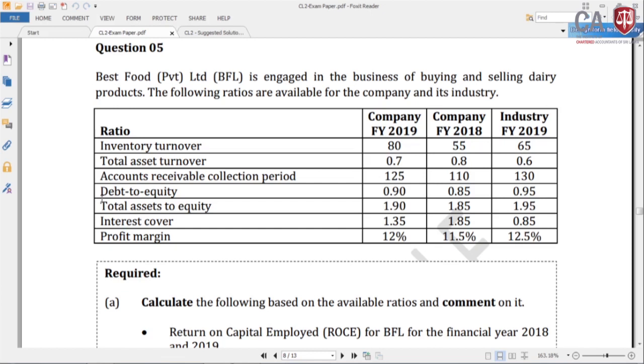And accounts receivable collection period, last year 110, current year 125. Now, some information is coming to light, and certain facts are now becoming obvious. Why? The credit collection from the customer is dragged from 110 days to 125 days. And it is an extension by how many days? 15 days.